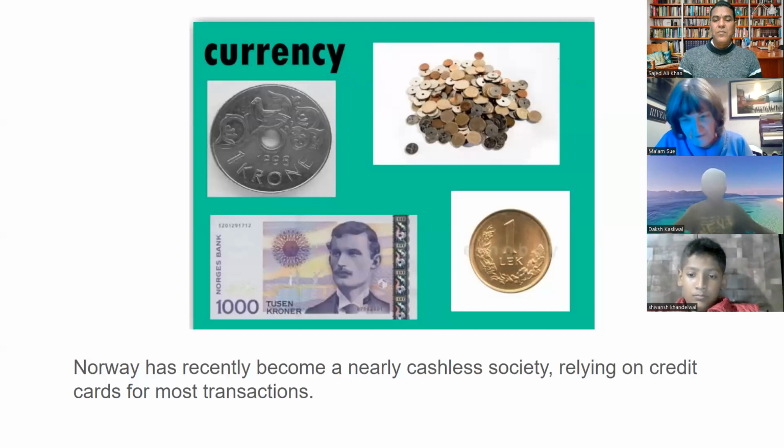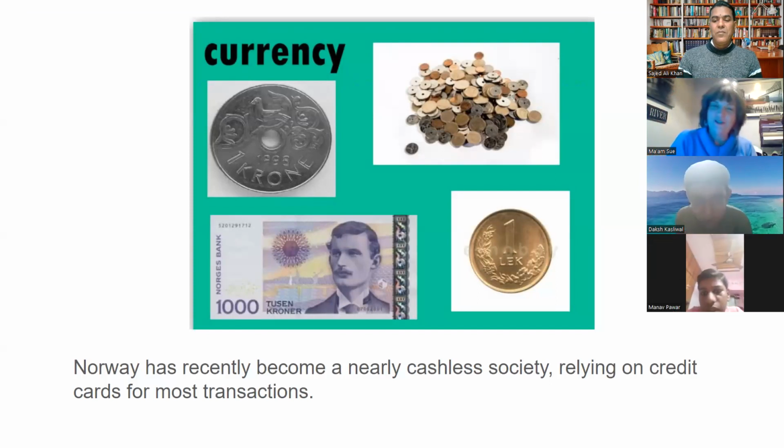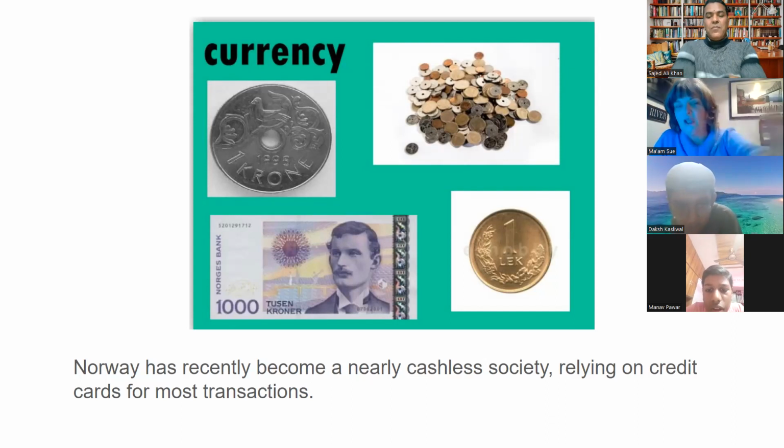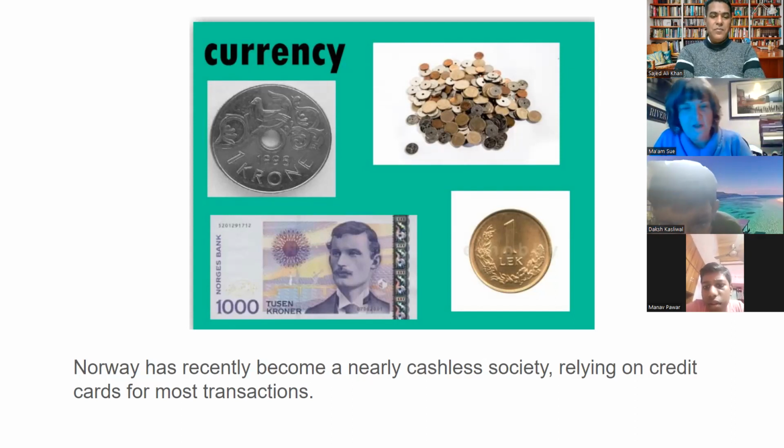And I wish Manav was here so he could read. Are you there, Manav? Yes, you are, ma'am. Manav, it's your turn. And you can see some different currency, different money. And Manav, can you read that, please?